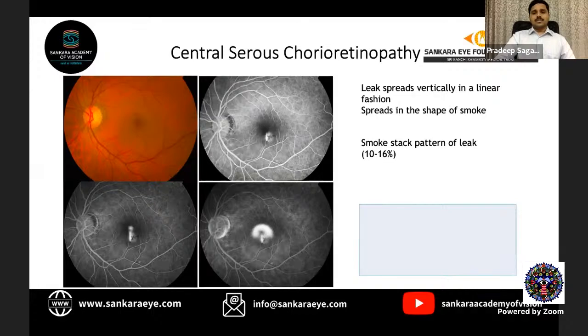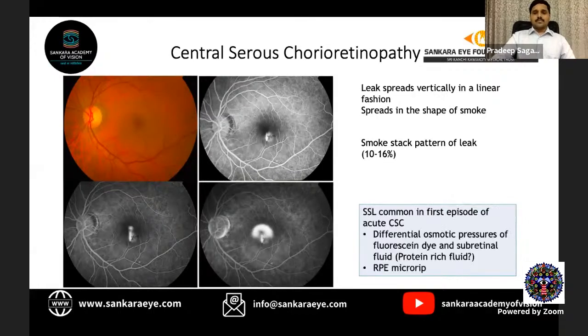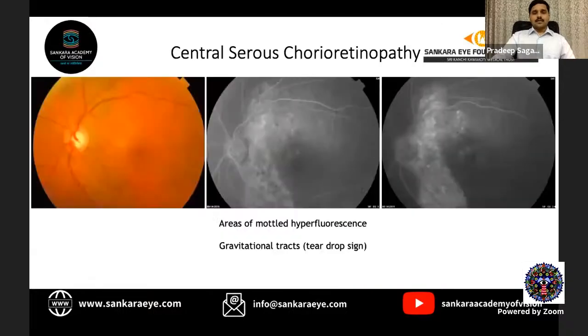It is seen in around 10 to 16% of cases of acute CSC. Smokestack leak is common in first episode of acute CSC, and it is postulated to be due to the differential osmotic pressure of fluorescent dye and protein-rich subretinal fluid. It is also postulated that in cases with presence of RPE microrip, there is presence of smokestack leak. In cases with chronic central serous chorioretinopathy, it is seen as areas of mottled hyperfluorescence. We can see that there is presence of mottled hyperfluorescence in a tear shape. It's called gravitational tract or teardrop sign.